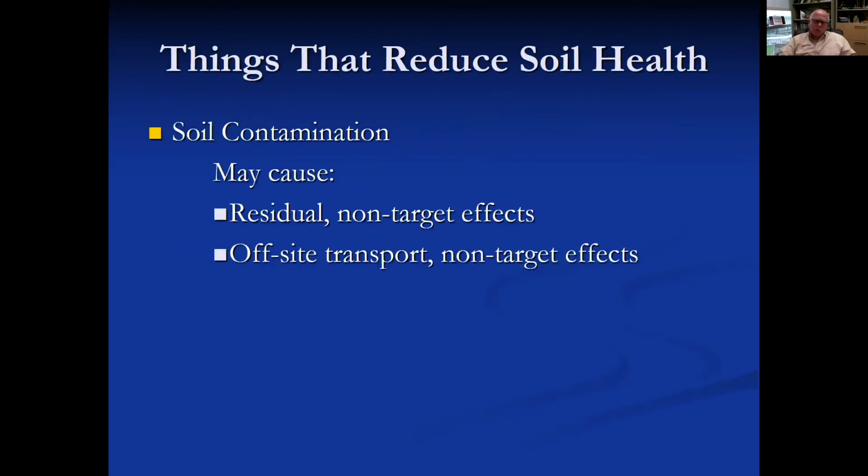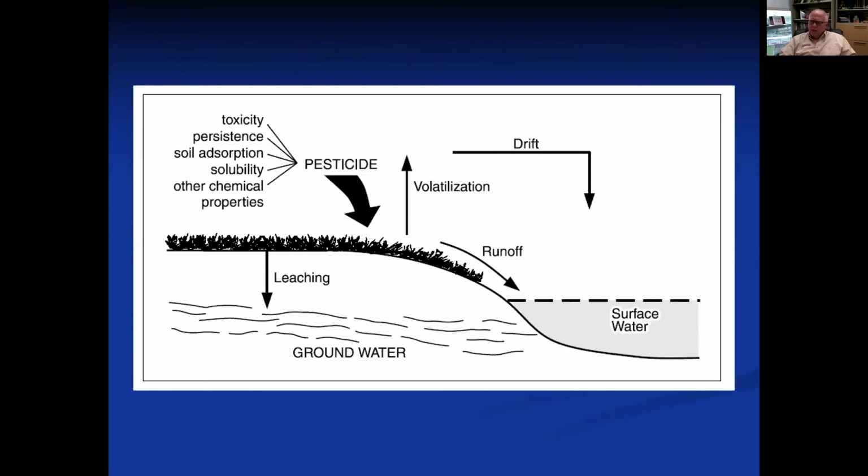Other things that reduce soil health are things like soil contamination, where we have a buildup of non-target effects of pesticides and other things that we might bring in to the system that we need to pay attention to, because as we apply those, and they may be helpful in controlling weeds or pests or disease or other things, if we mismanage those and we get them into the system where they can leach to groundwaters or run off to surface waters or other things, they can have significant non-target effects, which reduce both soil health and the overall fitness of the environment.